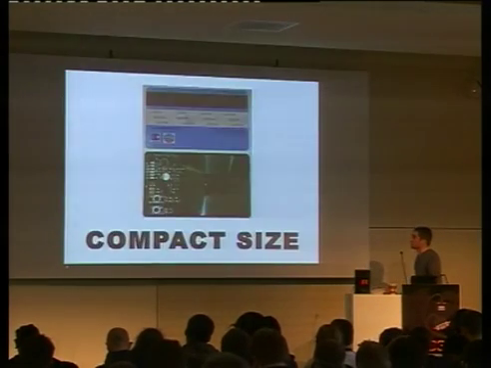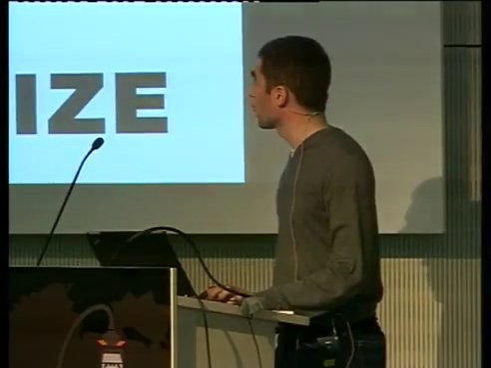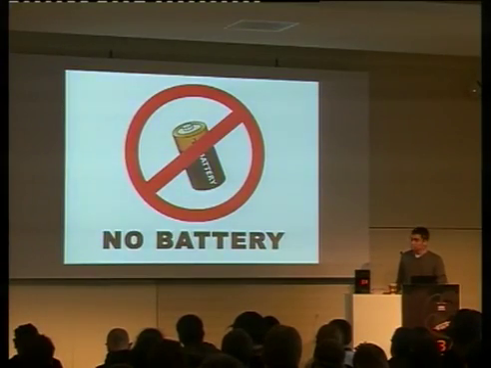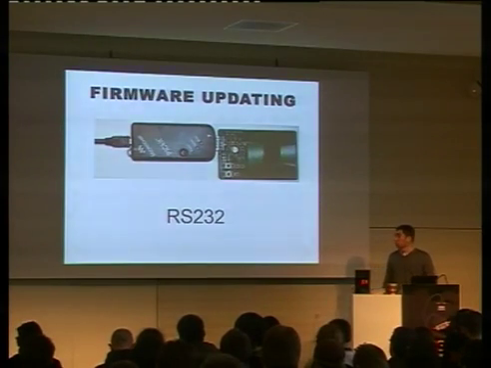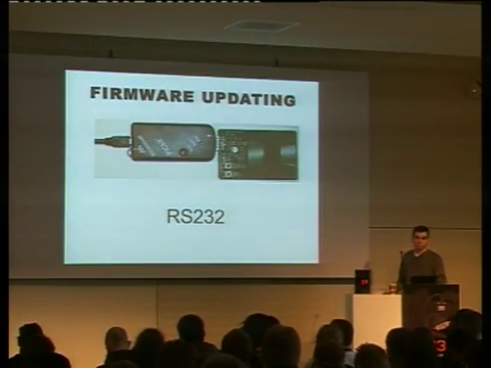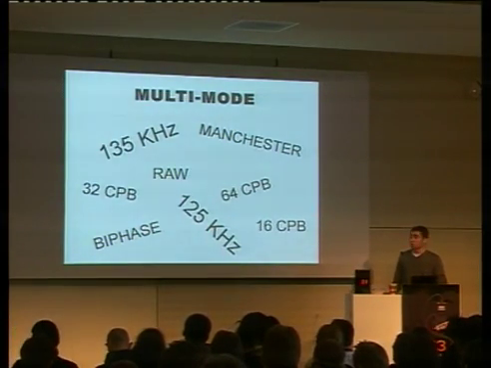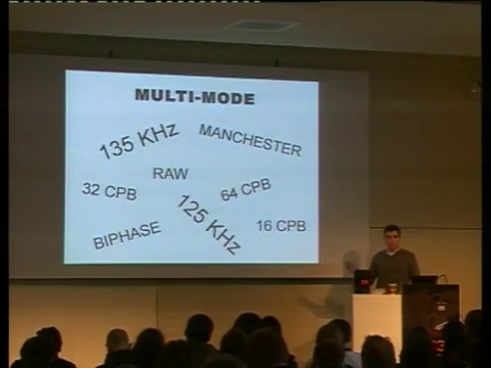Other features include ultra-compact size. This is the card. It's the size of a regular credit card. It is totally passive. It's powered through the electromagnetic field created by the reader. Easy firmware upgrading thanks to the RS-232 bootloader or using the regular Microchip tools. And it can support almost any tag working between 125 kHz and 155 kHz. It supports different encoding schemes and different data rates.